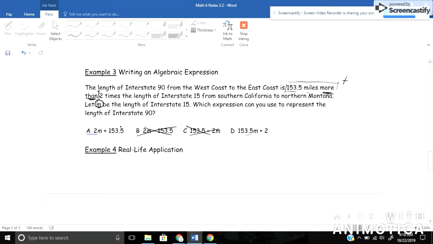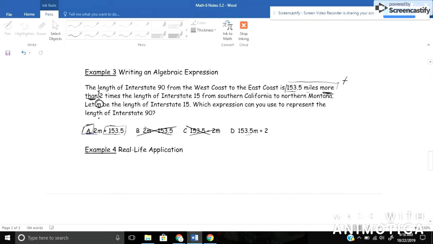Well, I know we had talked about adding 153 and also 2 times the length of Interstate 15. Well, if m is Interstate 15, we'd have to take 2 times m. And that's represented here with letter A.